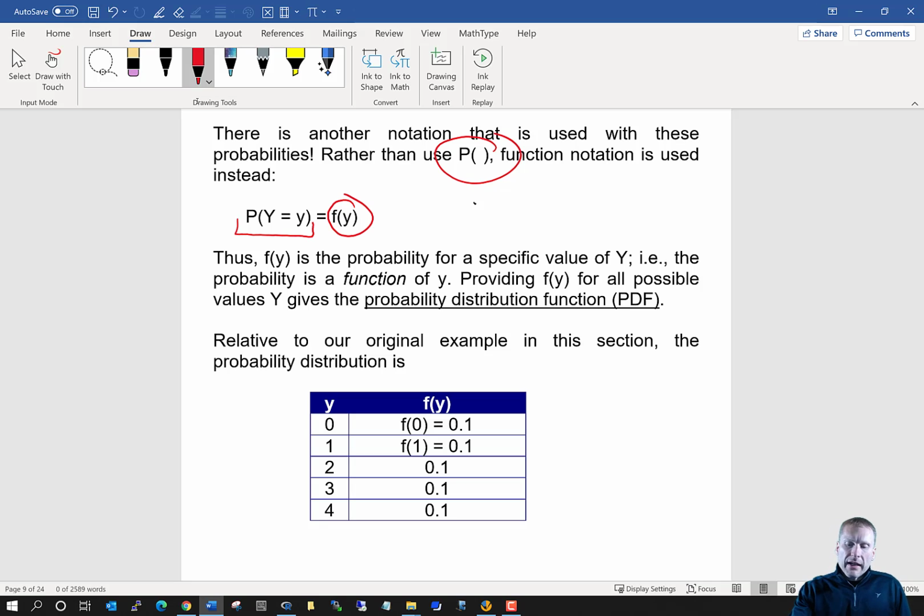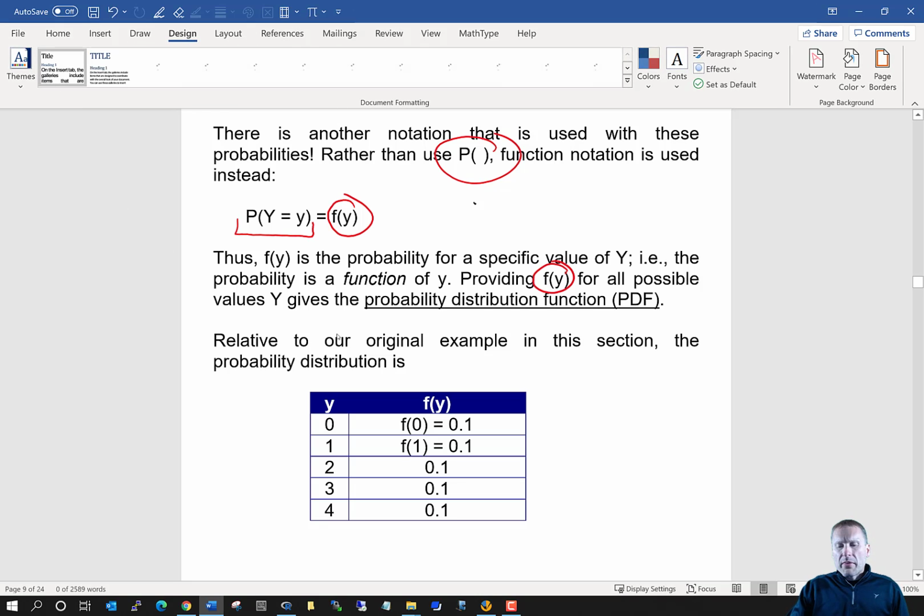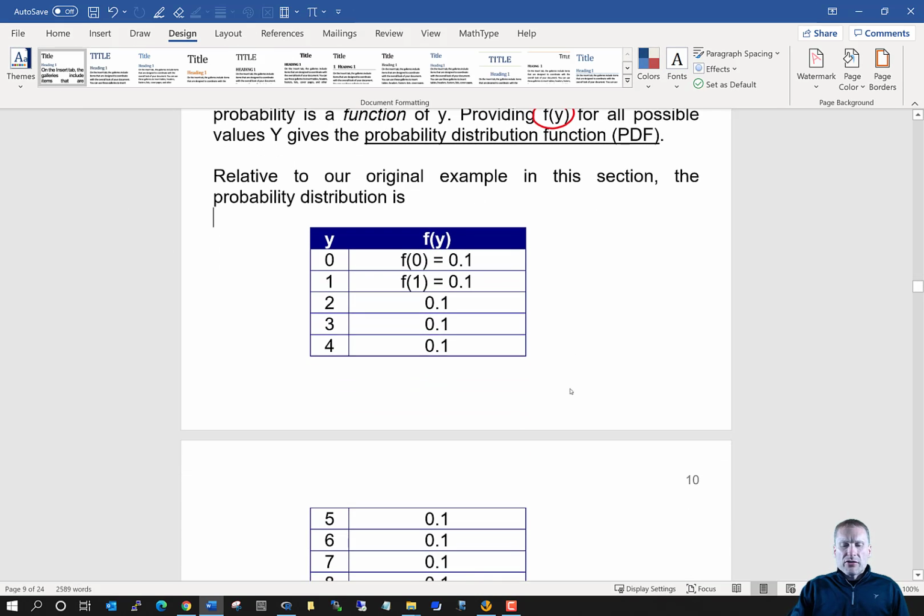And by looking at all possible f of y values, we form what's called a probability distribution function, or PDF for short. We will use this terminology throughout the rest of our course. So relative to our last example with the 50 numbers, where we were drawing numbers from 0 to 9 50 different times, the actual probability distribution function is represented simply like this.